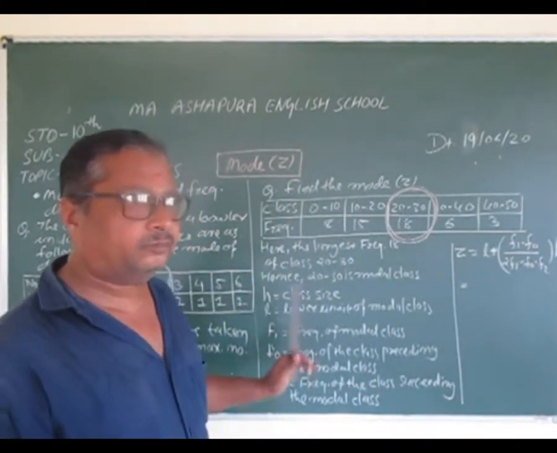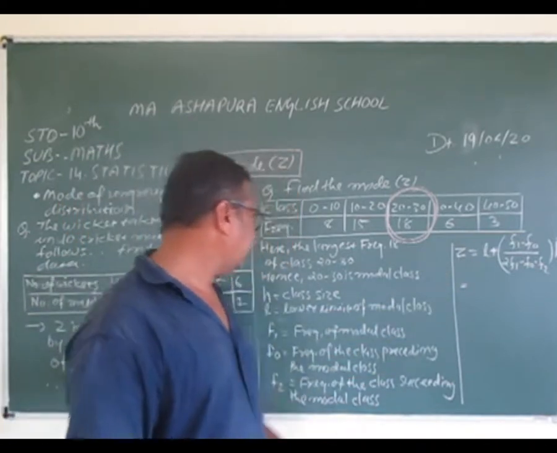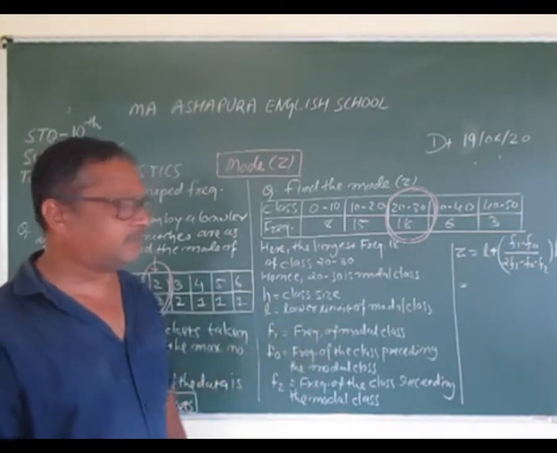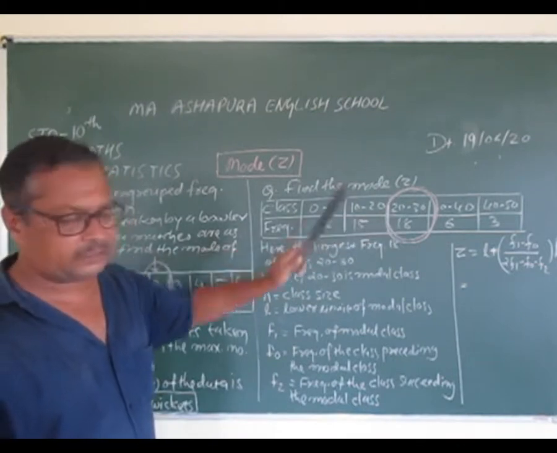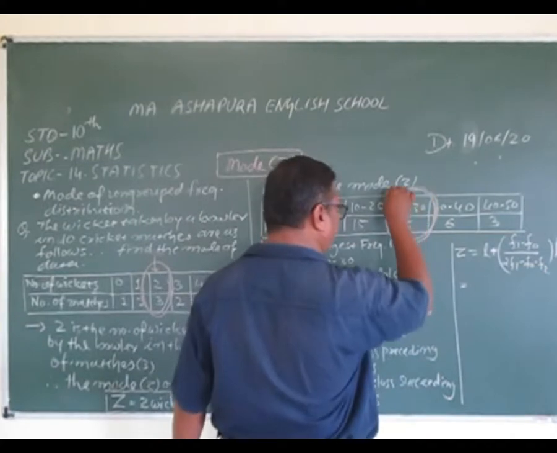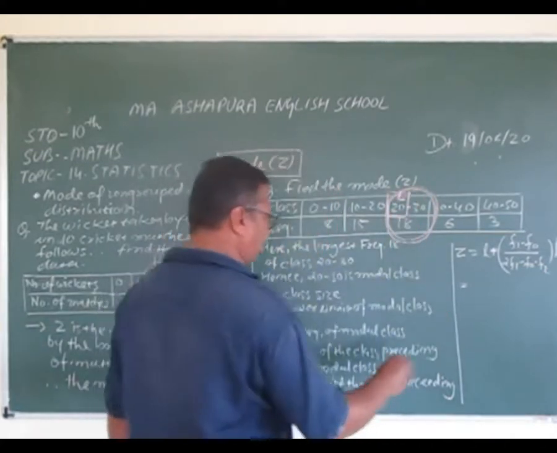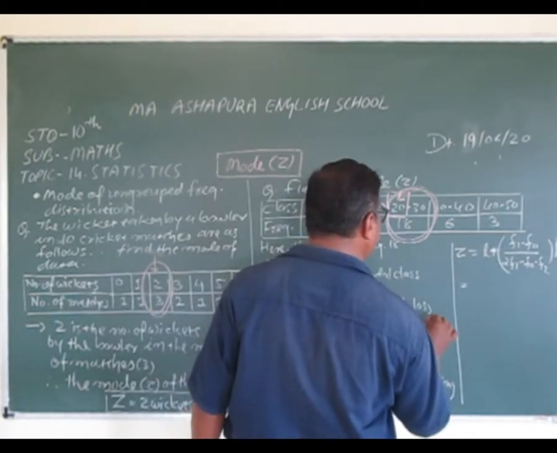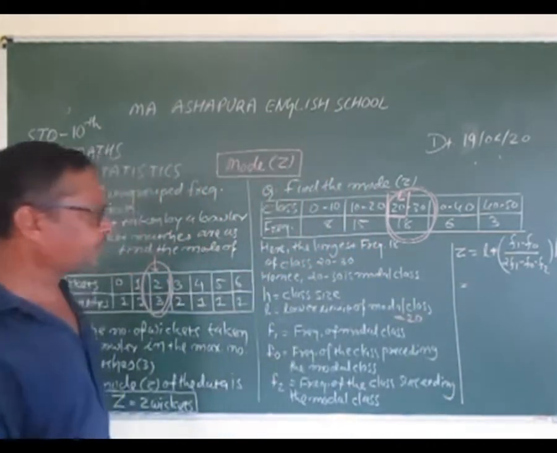Now let's become familiar with all the quantities. What is L? L is the lower limit of the modal class. Here our modal class is 20 to 30 and the lower limit of the class is 20. That means L is equal to 20. So write down the value of L: the lower limit of the modal class is 20, which means the value of L is equal to 20.